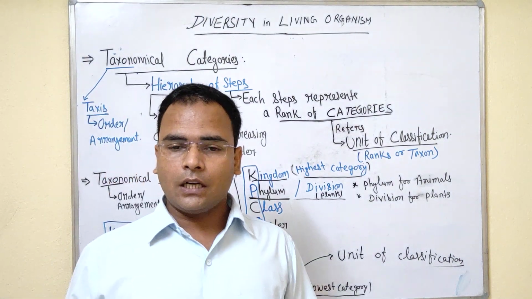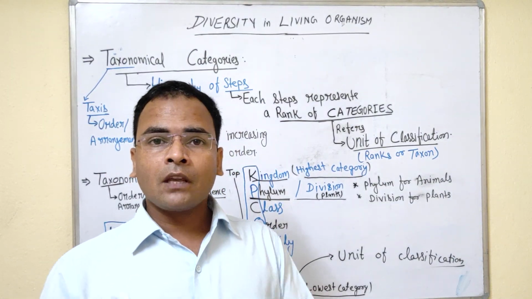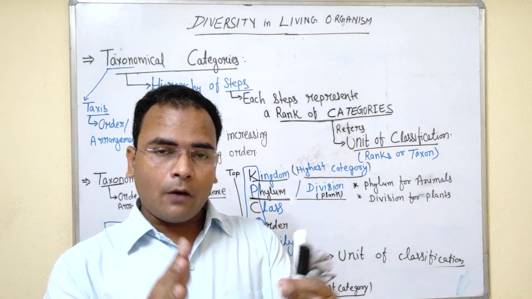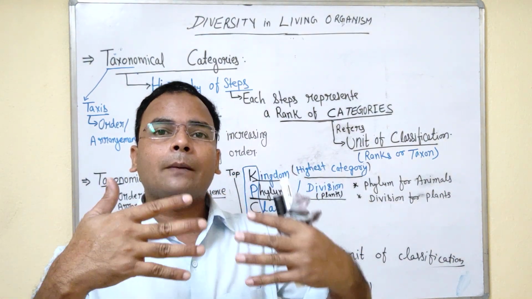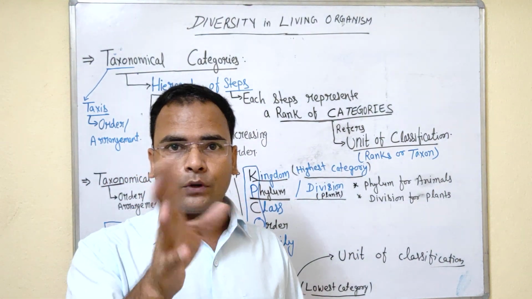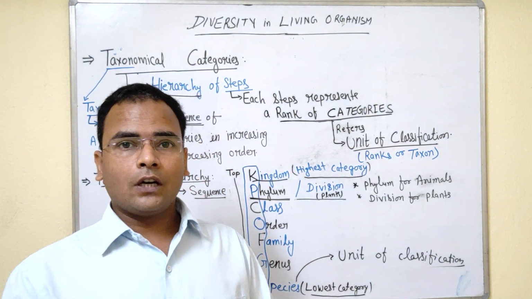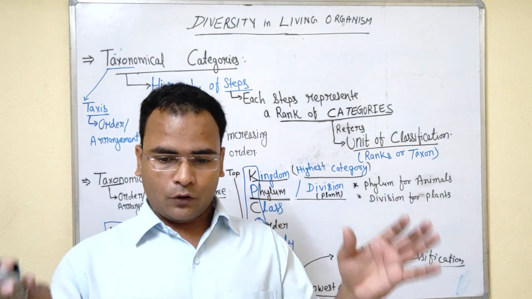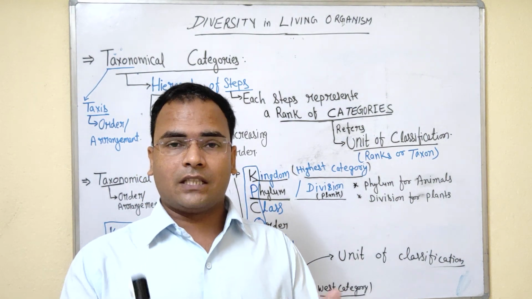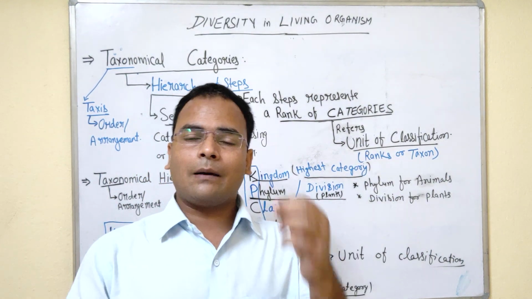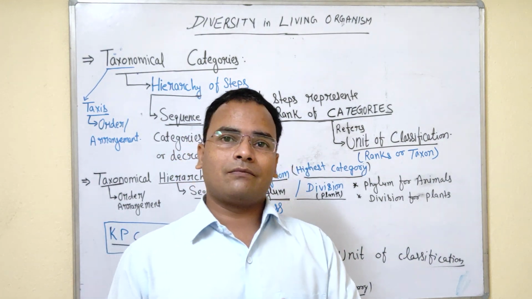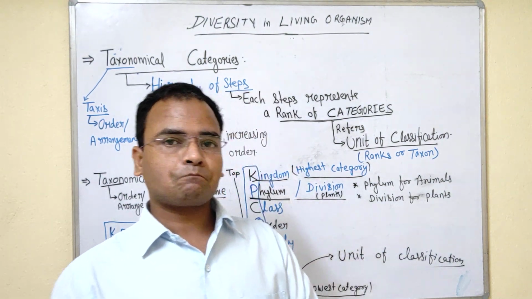If you see the definition of the species, it is the group of organisms who can interbreed, who can reproduce among themselves. That is called species. So if 2 or 4 or 5 types of organism are living together, like in a family, like in a village, you can see that. Village is the best example for that.